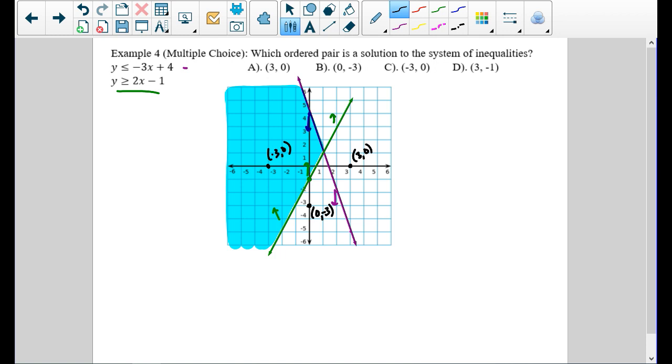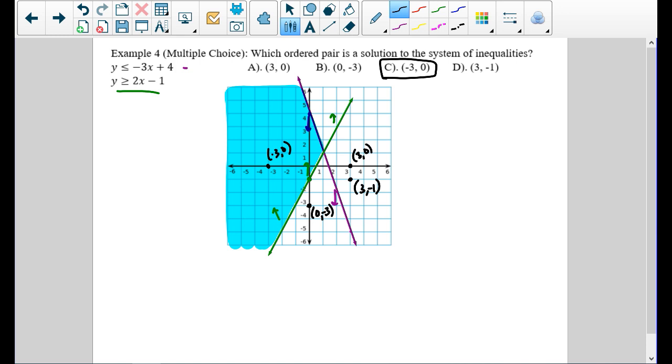And 3, -1. Not in my shaded area. So which one's in the shaded area? -3, 0. So -3, 0 is my solution there to those systems of inequalities.